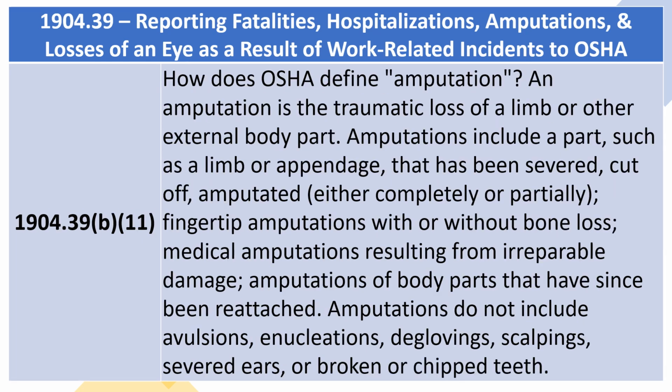1904.39(b)(11): How does OSHA define amputation? An amputation is the traumatic loss of a limb or other external body part. Amputations include a part, such as a limb or appendage, that has been severed, cut off, or amputated, either completely or partially; fingertip amputations with or without bone loss; medical amputations resulting from irreparable damage; and amputations of body parts that have since been reattached. Amputations do not include avulsions, enucleations, deglovings, scalpings, severed ears, or broken or chipped teeth.